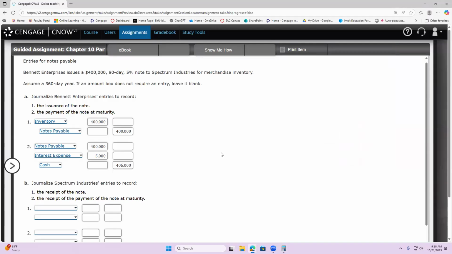So that's really it. At the beginning, we got 400,000 in inventory, and we promised to pay them $400,000 plus 5% interest in 90 days. And then 90 days later, we paid off the note. We incurred an interest expense of $5,000, and we paid them $405,000 in cash.